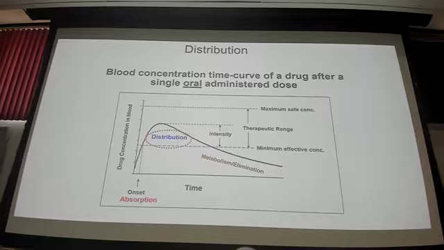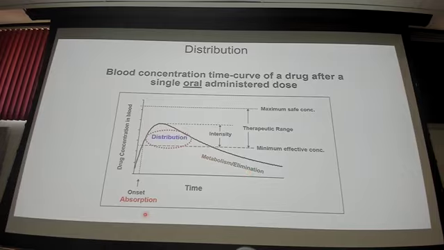So here is the graph for a single oral administration of a drug. We have time on the x-axis, drug concentration in the blood on the y-axis. We have the onset. This is where the drug enters the bloodstream at its minimum effective concentration and its maximum safe dose, that is the therapeutic range.